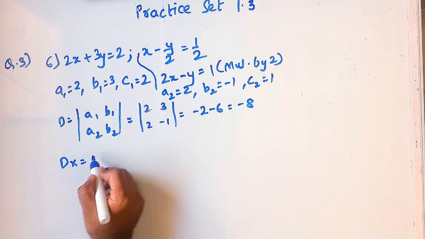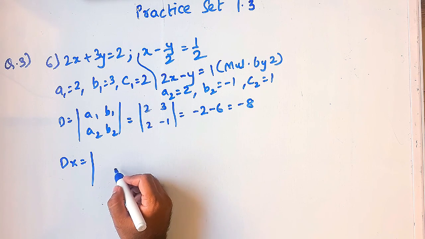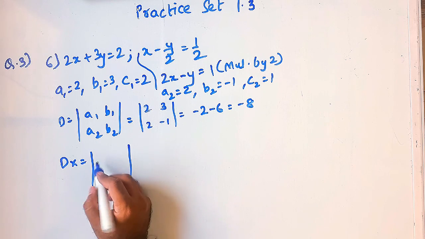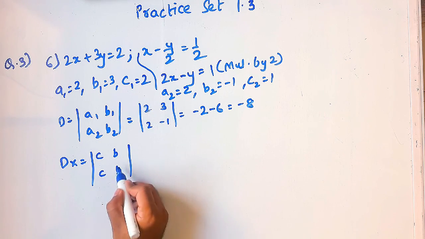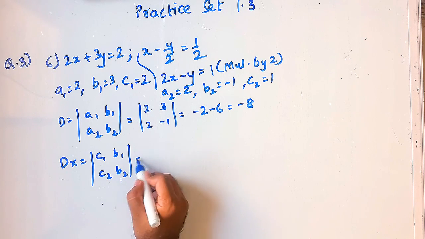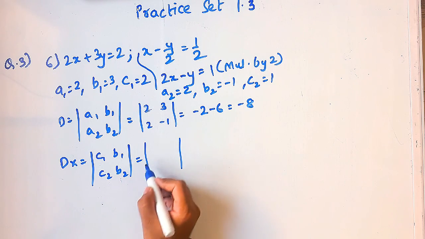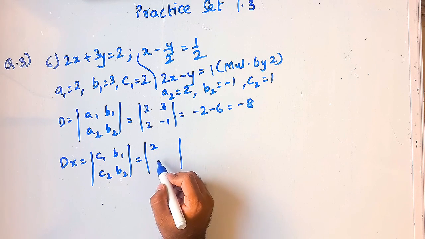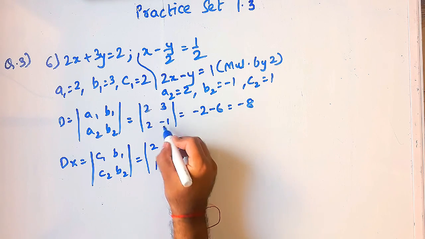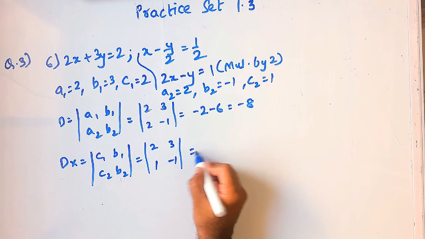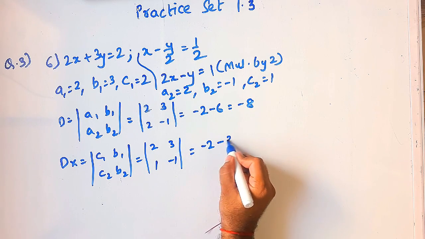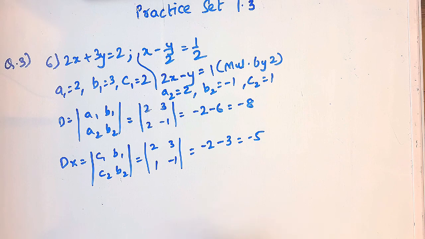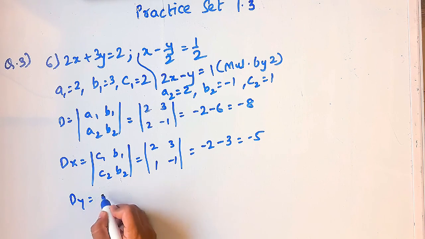What about Dx? Dx is c1 b1, c2 b2. Let us find what is c1 b1. c1 is 2, c2 is 1, b1 b2 I can copy from here. So this becomes minus 2 minus 3. So it is minus 4 minus 5.